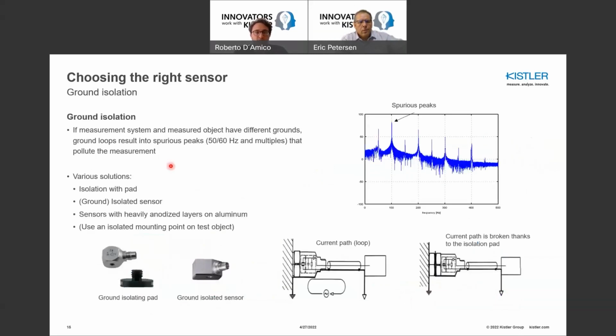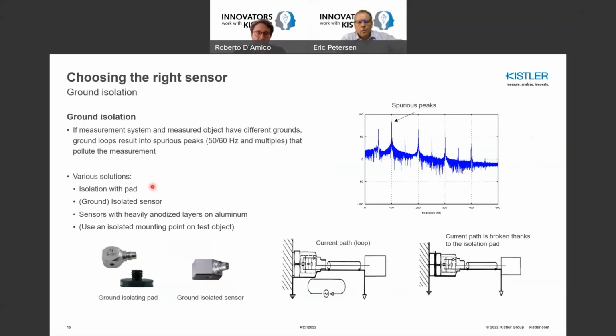Ground isolation is getting more and more interest because we have more and more measurement on electric machines in automotive, and basically ground loops can take place when you're measuring an object which has a different ground with respect to the data acquisition system. So at the end of the day, you're going to have a response which is polluted with peaks at 50 or 60 hertz and multiples of them that are difficult to eliminate.